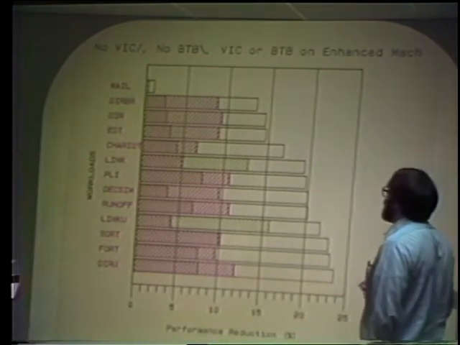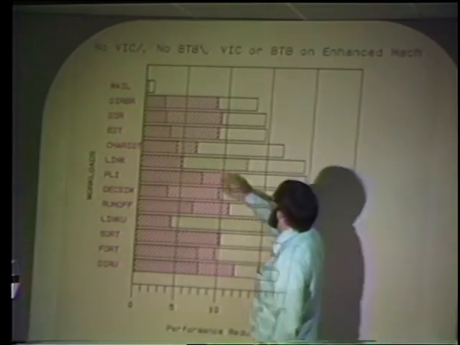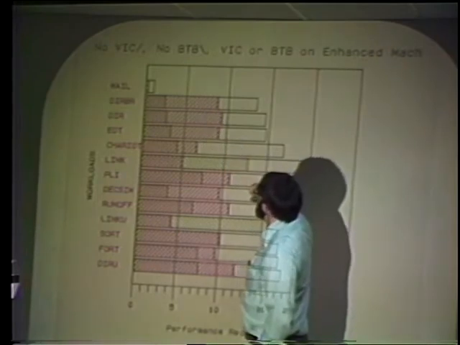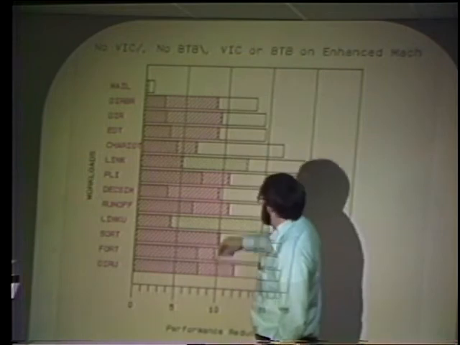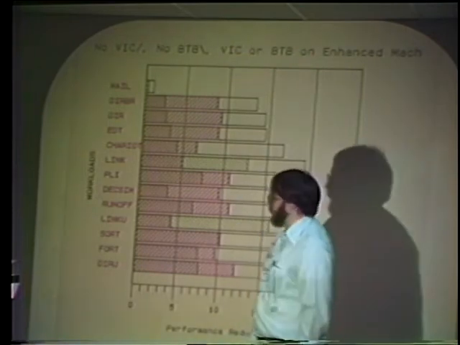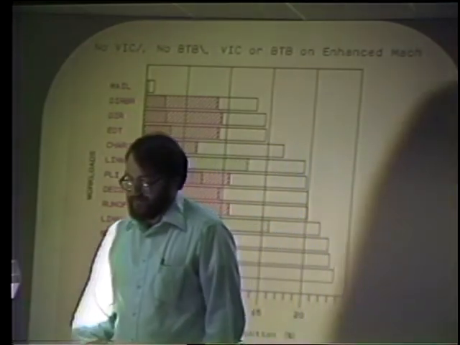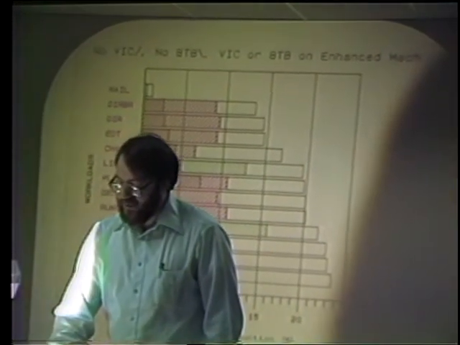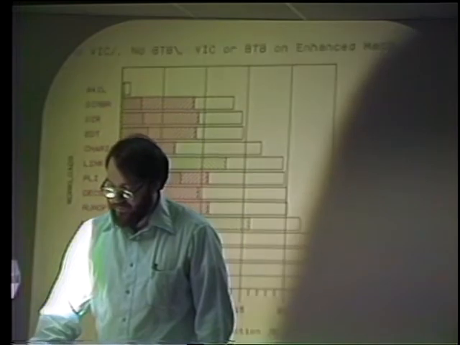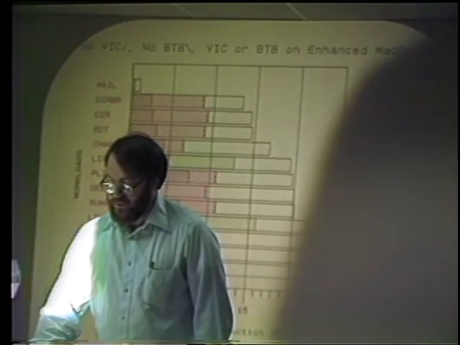And what you see is that not having the virtual iCache, which is the red upward slant, gives a performance reduction, and penalizes you more in isolation than not having the branch target buffer. So if one had to make a choice between the two, it probably makes sense to go with the virtual iCache.